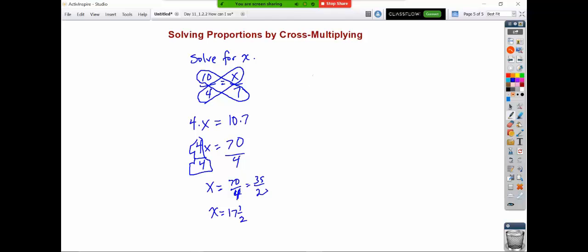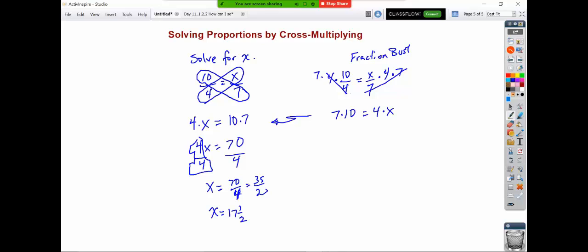But I want to show you how this is connected to fraction busting. If you had 10 over 4 equals x over 7 and we fraction bust it, then I could multiply by 4 on both sides. And I could multiply by 7 on both sides so that these become a 1 and those become a 1. That would leave me with 7 times 10 equals 4 times x. Notice that it's the exact same problem.